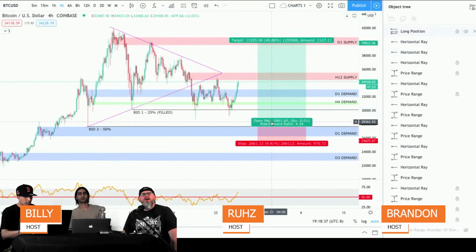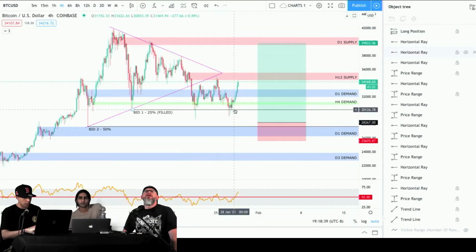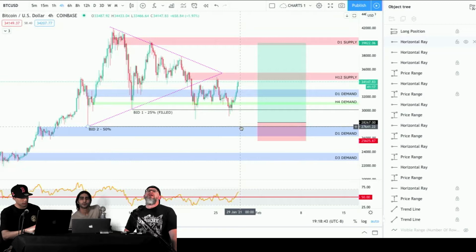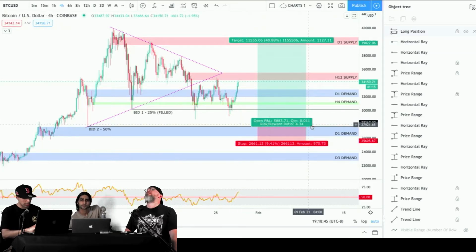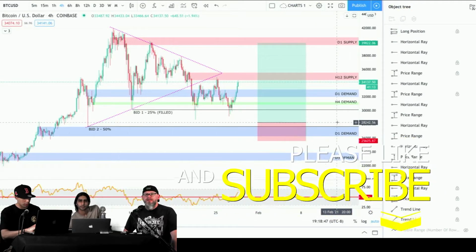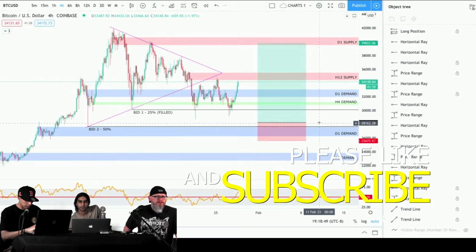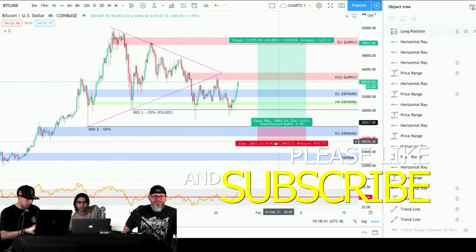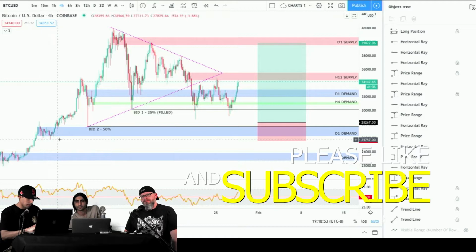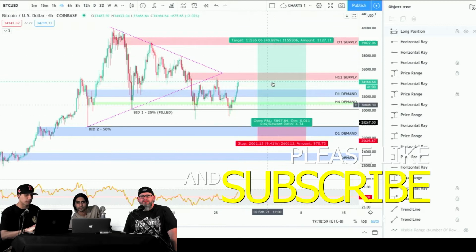You know what I'm saying? We got 25% of our position filled at this wick. If we come back down and get filled for 50% of our position, our average price entry will be right here, where the black line on this long tool is. We'd place a stop loss below these wicks, below the day one demand, because I'm expecting it to hold. If we get a wick in here and continuation up, this was my potential long play.